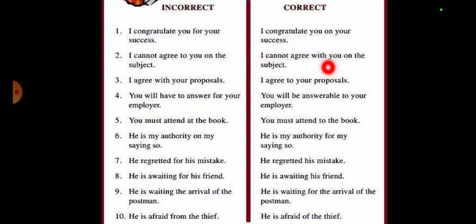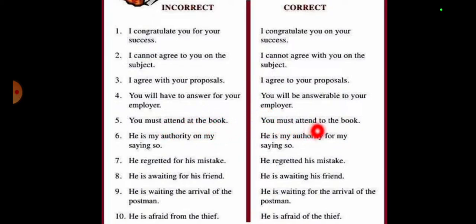If you have to agree with persons, you should use with. If you have to agree with ideas, suggestions, proposals, advices, then we should go for to, right? I agree with your proposal is wrong. I agree to your proposal. So keep this difference in mind. This is also confusing. You will have to answer for your employer. You will be answerable to your employer. You must attend at the book.